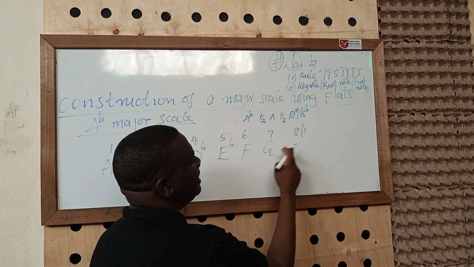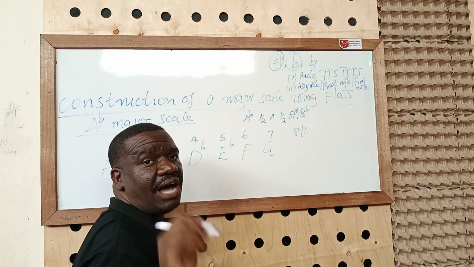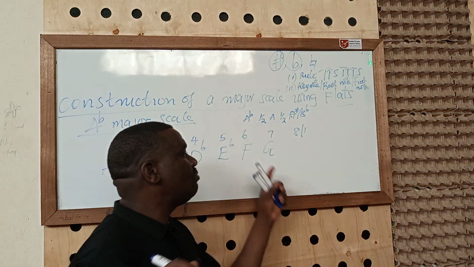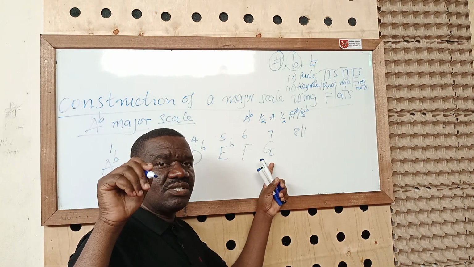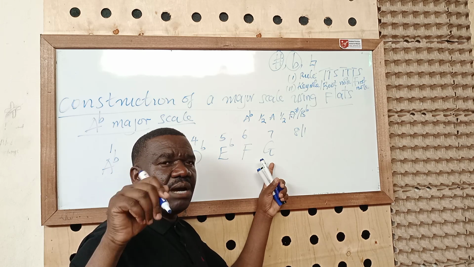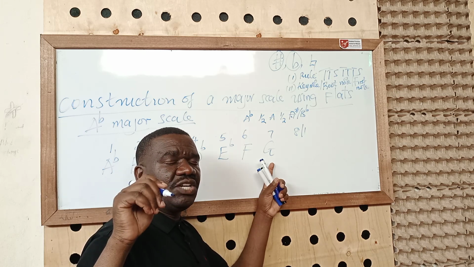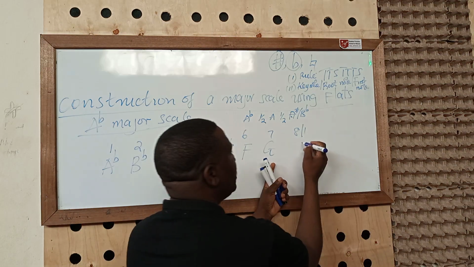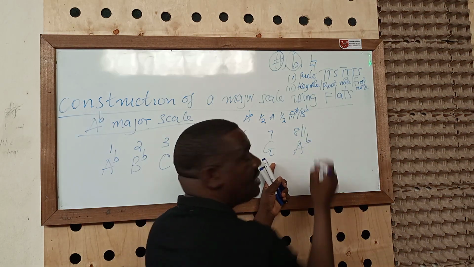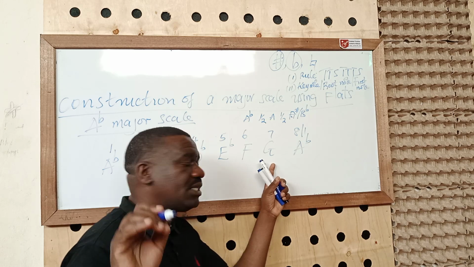7 and 8 is half a step. Half step from G is G sharp. But remember, we are using flat. So we ask ourselves, if we are at G sharp, which other note sounds the same as G sharp? It is A flat. So we take A flat, because this time we are using flats, not sharps.